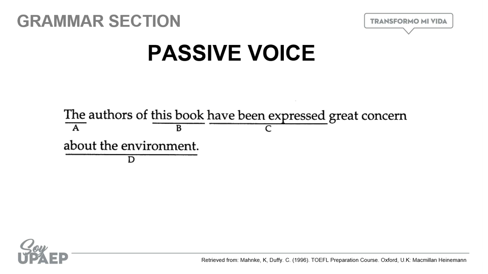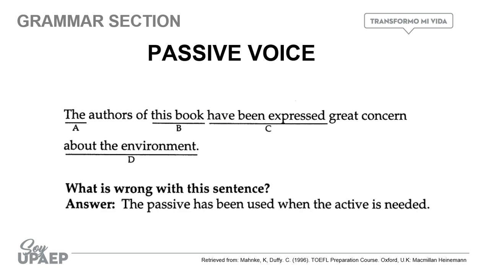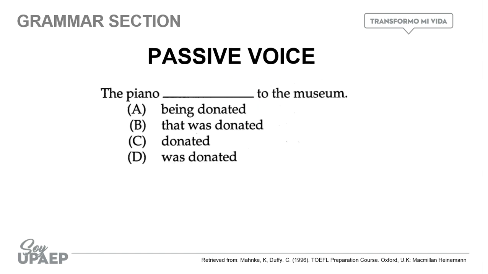What about this one? The authors of this book have been expressed great concern about the environment. What is the problem? The problem is that we are using the passive when the active is needed. Okay, this is a normal active sentence. So it should be: the authors of this book have expressed great concern about the environment. Okay, be careful with this.